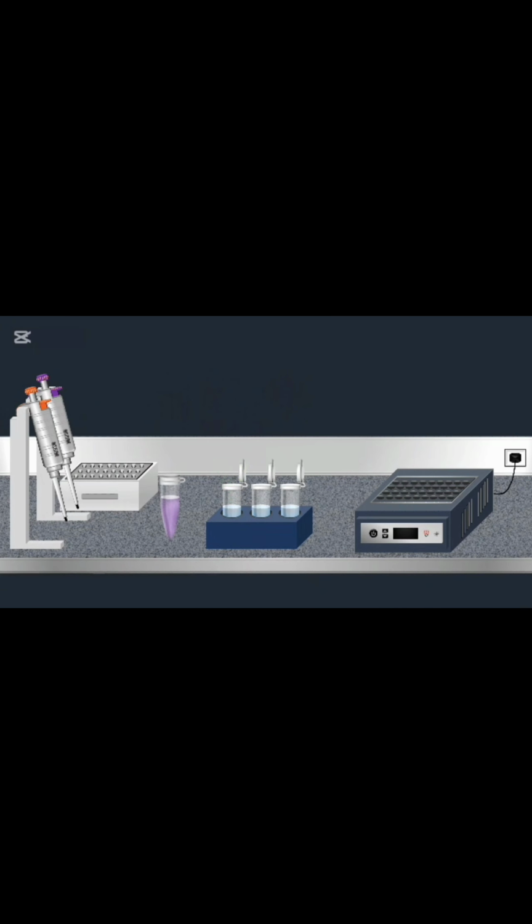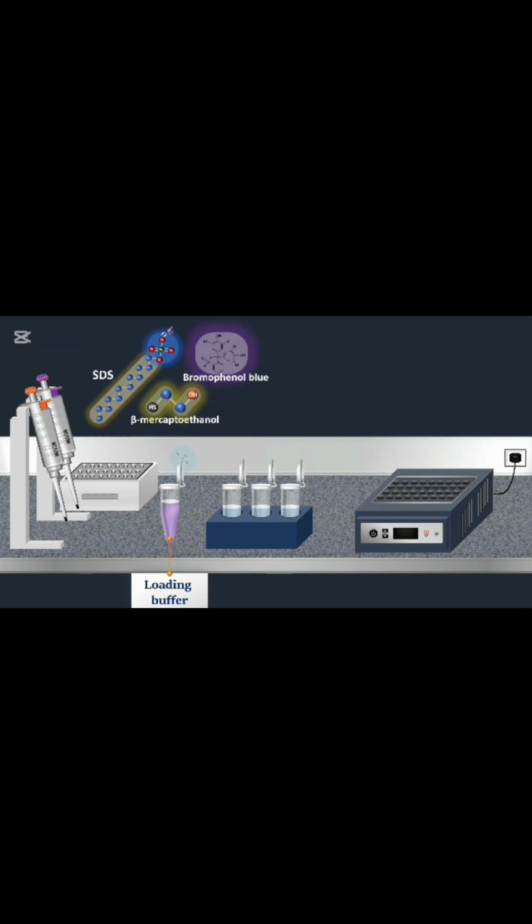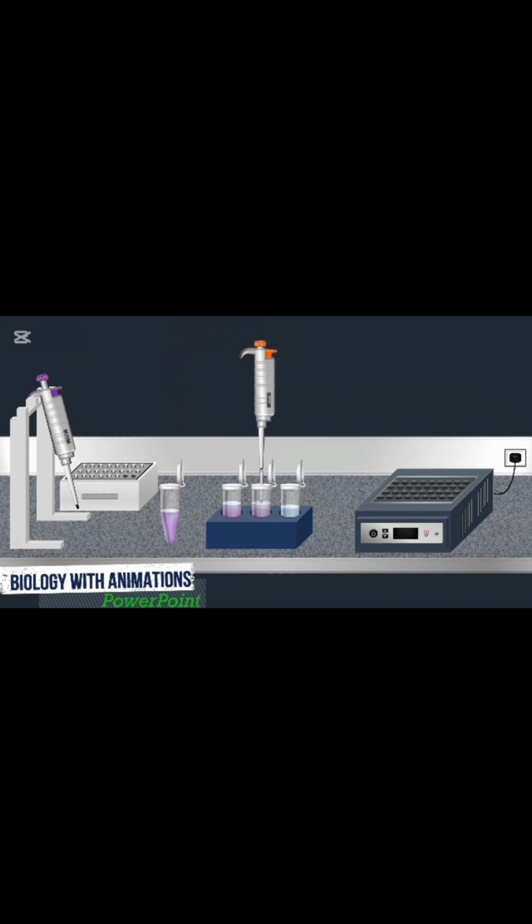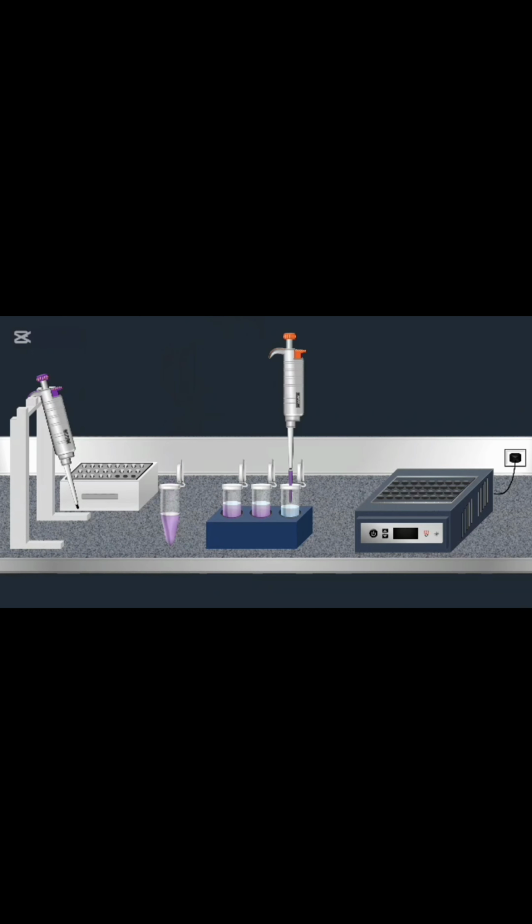For sample preparation, loading buffer containing SDS, beta-mercaptoethanol, bromophenol blue, and glycerol is added to the protein sample. Protein samples may be biologically derived, for example, from prokaryotic or eukaryotic cells, tissues, viruses, and environmental samples or purified proteins. When the sample buffer has been added, the samples are then heated at 95 degrees Celsius for 5 minutes.